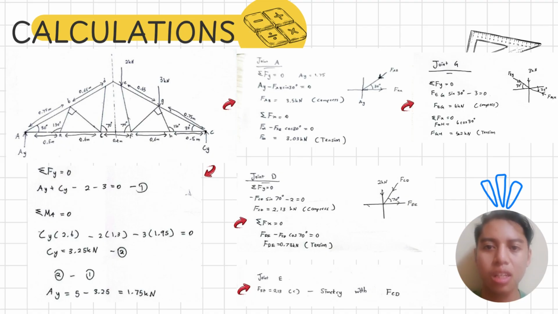At joint E, there is no external load. Using equilibrium equations and the known forces from adjacent joints, the force in member EF was determined. At joint G, a 3 kN downward load is applied, and based on the free body diagram, the vertical equilibrium equation was used to calculate the force in members EG and GH, while member FG is a zero force member.